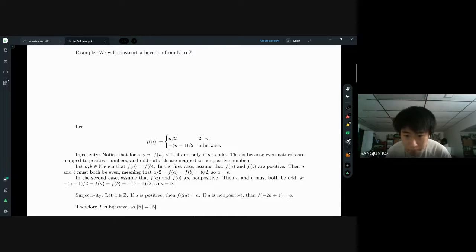Did I screw up? Oh, wait, the natural number doesn't include 0. My bad, I'm sorry. In our world, n is not 0. So the odd numbers are mapped to 0. Sorry, this is not the map that I usually think of. Yes, the odd naturals are mapped to the non-positive numbers. I'm sorry if there was confusion.